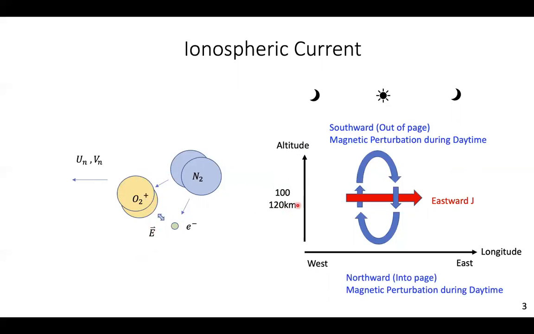If we look at the plane of altitude against longitude, here is the east, and there is the west direction. The eastward electric current induces the southward magnetic perturbation during the daytime above the electric current. And on the ground, there is the northward induced magnetic perturbation that we can observe in the ground station observation. Basically, we can find that the current on the night side is much weaker than the current during the daytime.